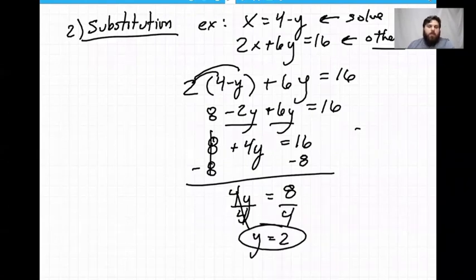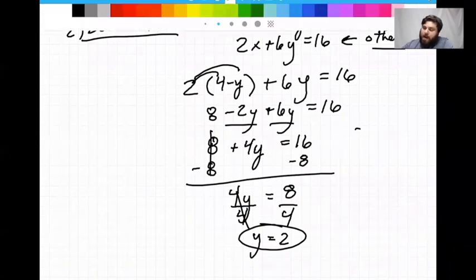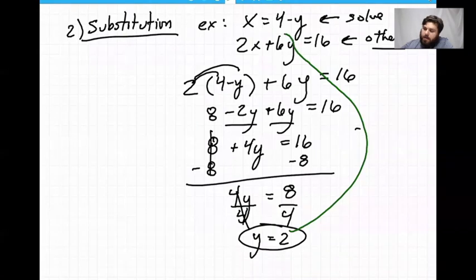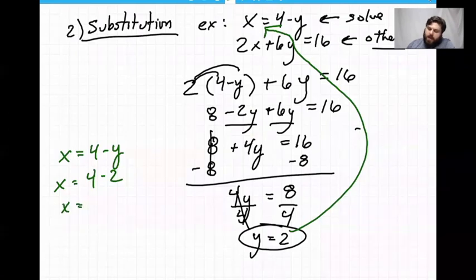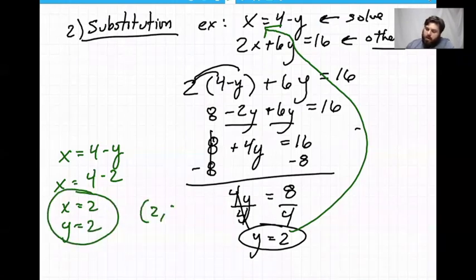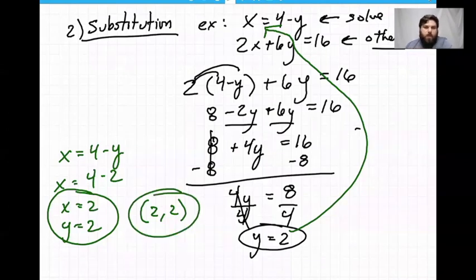Halfway done. Remember, we're looking for the intersection of these two lines. So I need an x and y coordinate. I found the y coordinate. Well, how do I find the x coordinate? Well, go back up, plug it back in to this top equation, okay? I'm going to say, okay, x is equal to 4 minus y. Well, what is y? We just found out that y was equal to 2. So 4 minus 2, so x is equal to 2. Well, remember, you'll either see x equals 2, y equals 2, or you'll see it written as a coordinate point, 2, 2. Okay, works either way. All right, so remember, solve for one variable and then substitute it into the other equation.